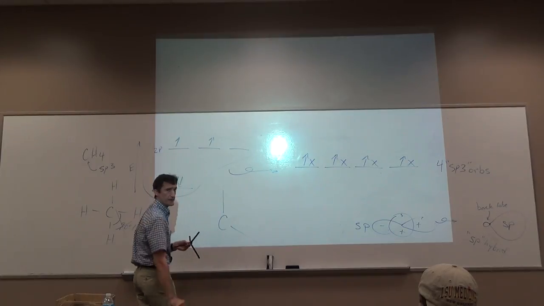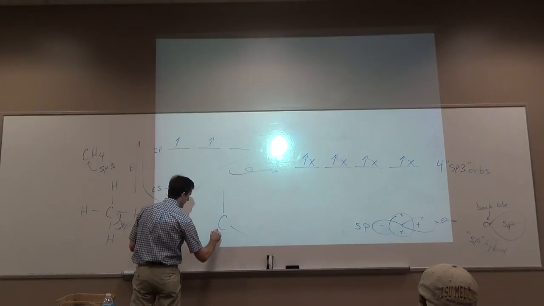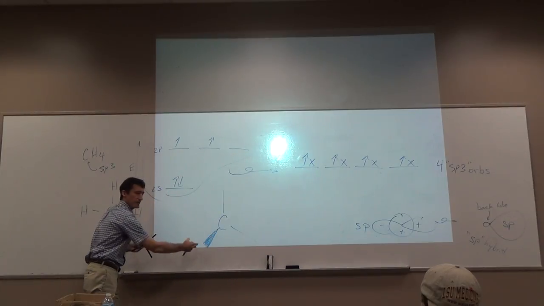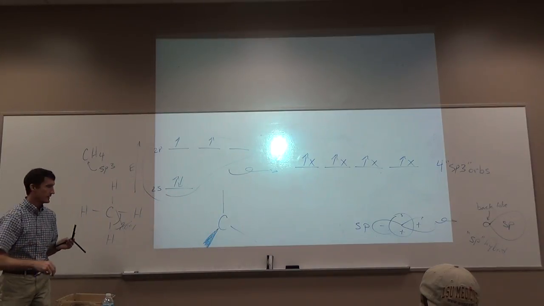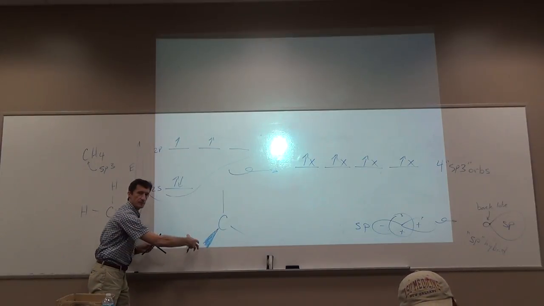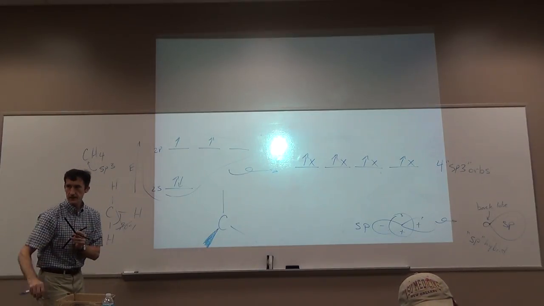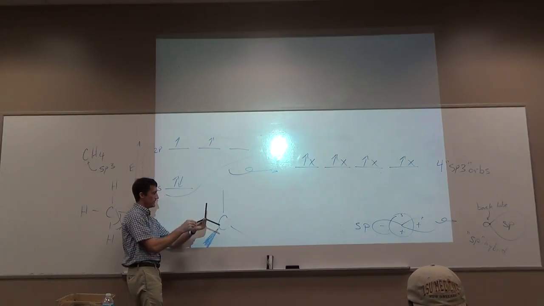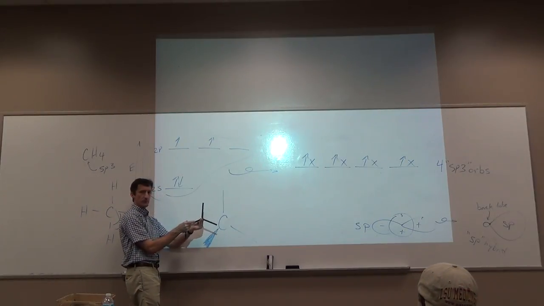Let's see if I can get it up there in one go. Forward, we use sort of a bolded line, and it gets bigger as it comes away. Okay, this is coming towards you, and as it comes towards you, it's getting bigger. That's what that's supposed to say. Okay, here we go. This is the one I just drew that's coming towards you.